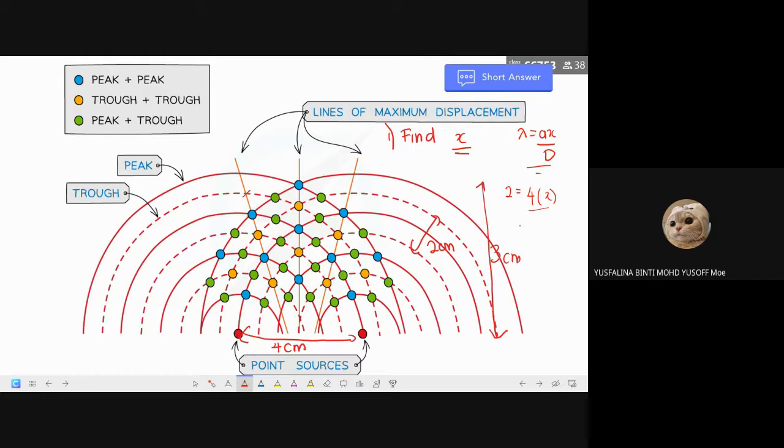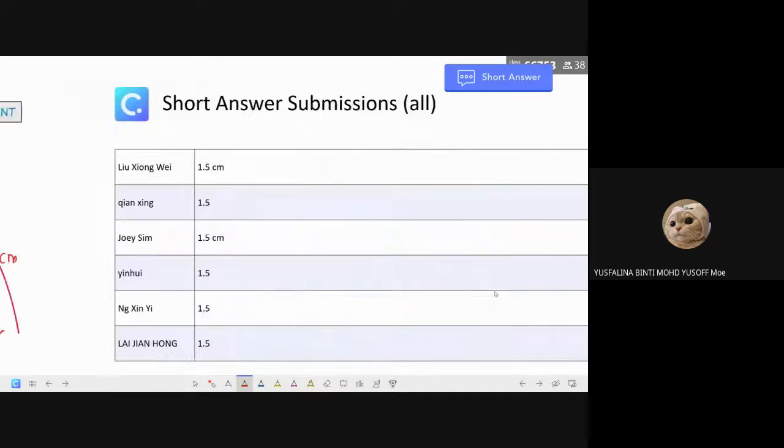Okay, and d is actually the distance between the source and where you measure the x. So let's say you measure your x here, until the blue dots there. So d is 3 cm. So 6 for x. So x will become 1.5 cm. Right, very good.